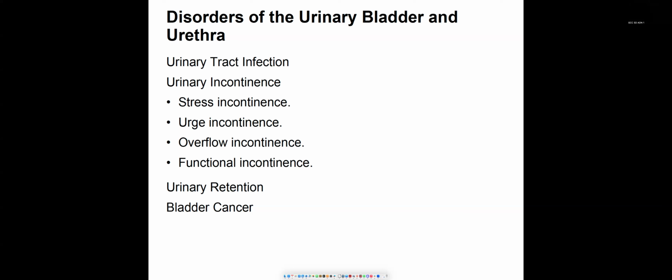Now, here you have something called urinary incontinence, which is a loss of bladder control. The four types of urinary incontinence are stress incontinence, urge incontinence, overflow incontinence, and functional incontinence. Urinary retention is the abnormal involuntary holding of urine in the bladder. Urinary retention can occur due to obstruction, neurologic problems, as well as a side effect of medicines. Bladder cancer is more common in men than in women. The most common type of bladder cancer is transitional cell carcinoma.